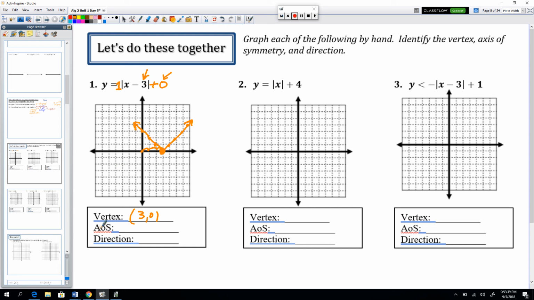Now, AOS, axis of symmetry. Hopefully you remember what that means. Axis of symmetry means the invisible line that would cut this perfectly in half. Okay, so where would that line sit? In order to cut this perfectly in half, that line would have to cut straight through here. So here's this invisible line that we're talking about called the axis of symmetry.